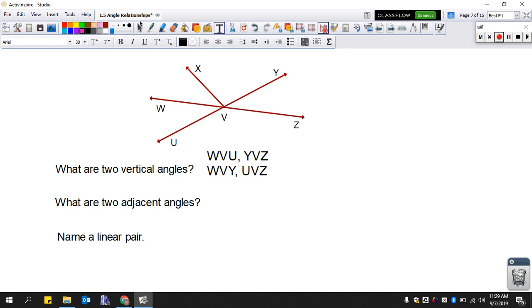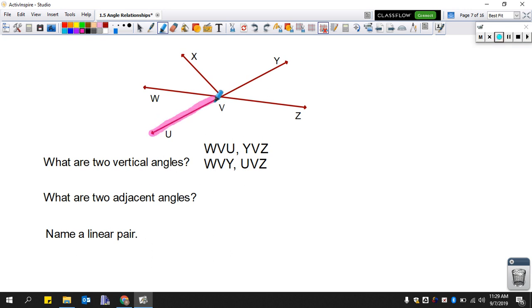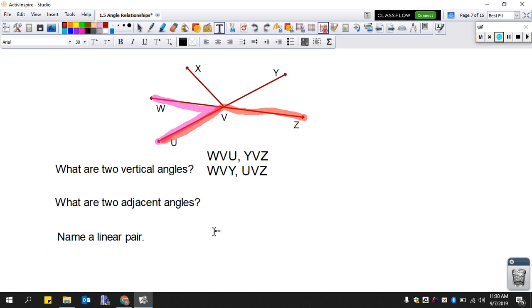Well, adjacent angles, so we're going to say that the first set of adjacent angles are UVW, and then we're going to look at what's an angle that's adjacent to that. Well, we can say UVZ is adjacent to that. All right, so you can say UVW and UVZ are adjacent angles.